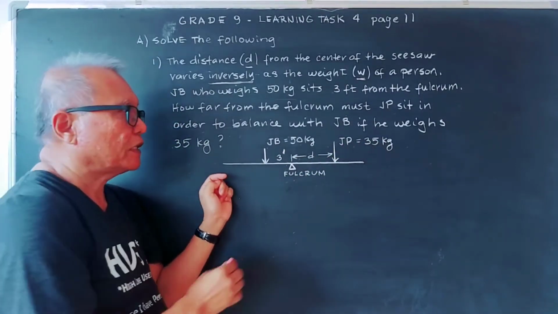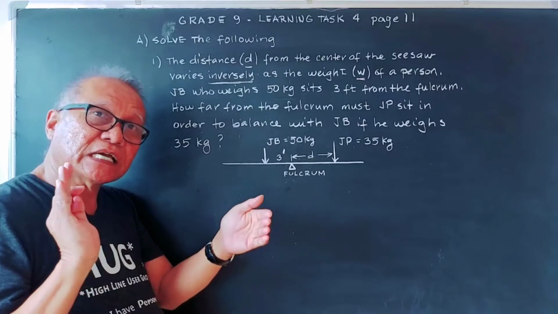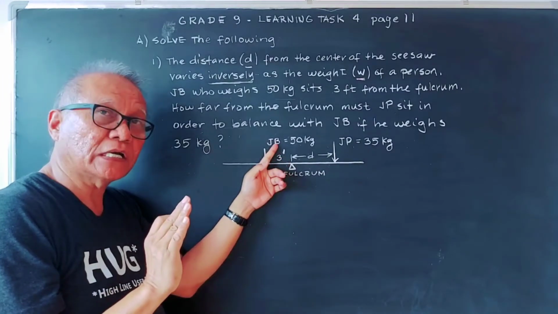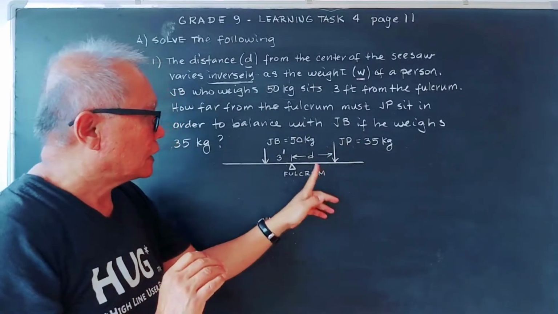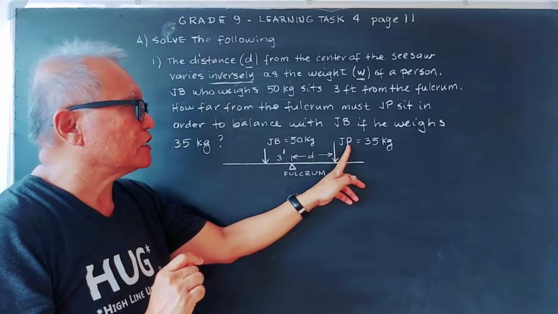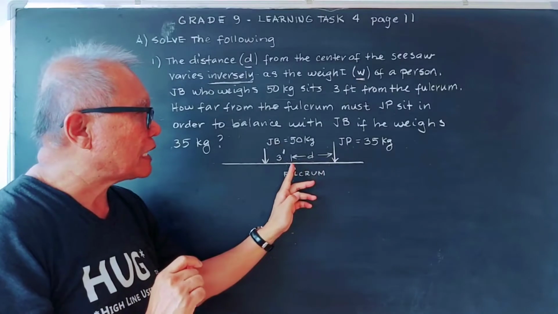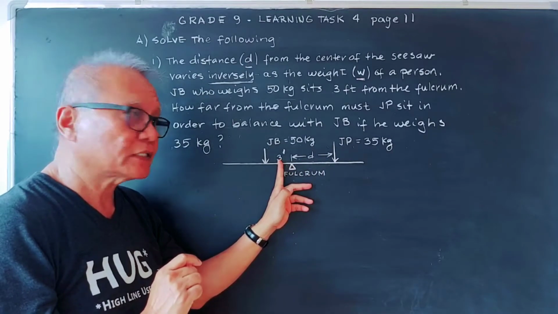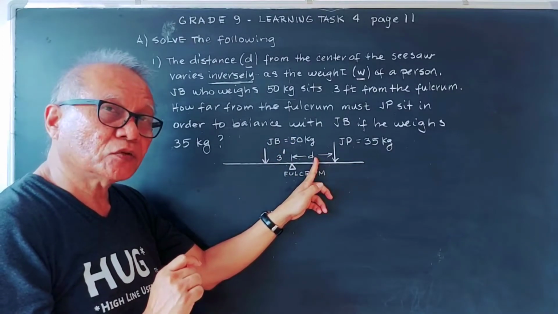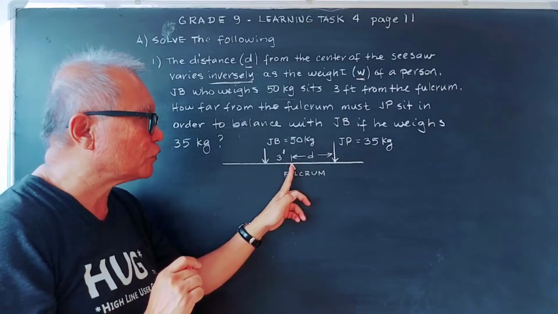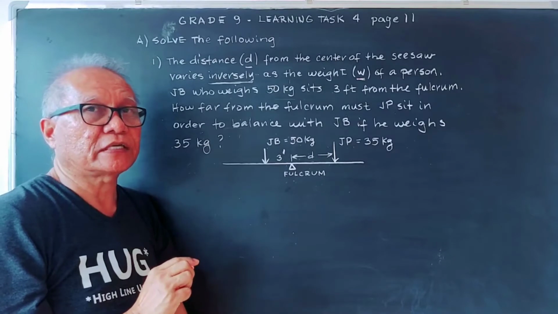Dito, pag magsisiso kayo, kapag mabigat, dapat siya ay nasa malapit sa fulcrum. Pag magaan ka naman, dapat mas malayo ka sa fulcrum. Kaya dito, alam nating si JP na 35 kilogram lang ay uupo ng mas malayo ng 3 feet, kasi mas mabigat si JB. So, ini-expect natin dito sa distance si JP from the fulcrum must be greater than 3 feet. At yun ang inyong magiging checking na.